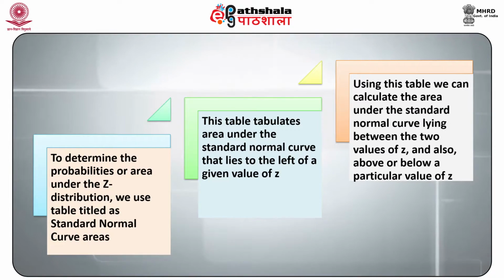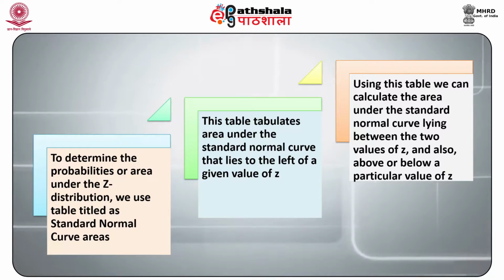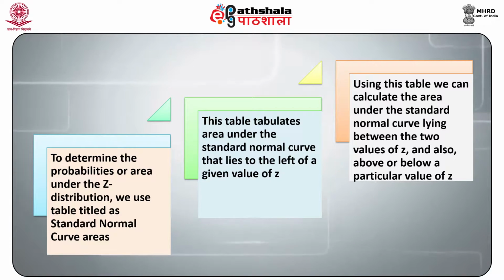How to determine the standard normal probabilities or area under the Z curve? In order to determine the probabilities or area under the Z distribution, we use table A.1 titled Standard Normal Curve Area, attached at the end of this module.